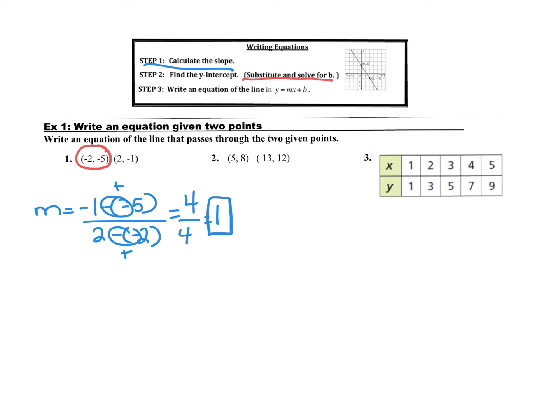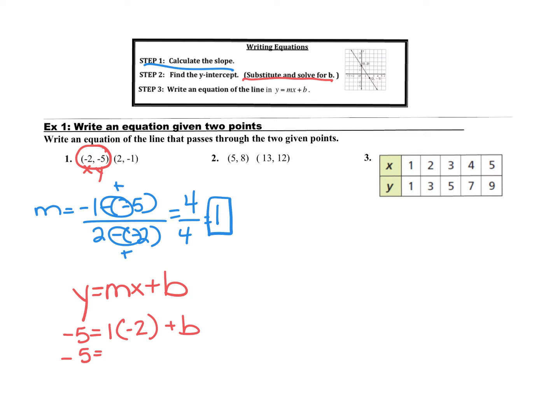I could take the second point, and I like to always start with y is equal to mx plus b. And so what I have here when I take this point is I have an x and I have a y, and I need to plug them into our equation. y is equal to mx plus b, and so I'm plugging in what I know, and then I'm solving for what I don't. So I've got a point and I've got a slope. My y is -5. My slope, I just found, is 1. And my x is equal to -2. And now what I don't have is my y-intercept, b.